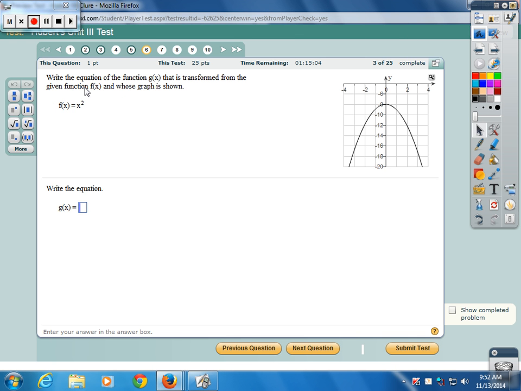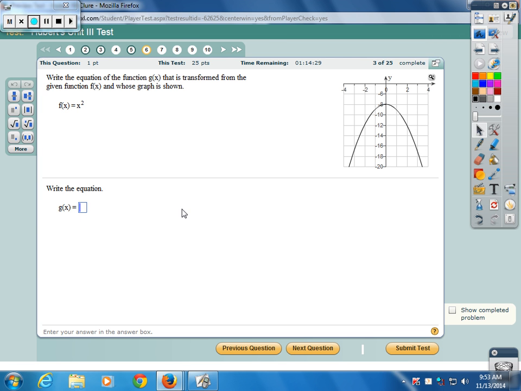All right, write the equation of the function that is transformed. Oh, this is transformed. Okay, it's transformed from the given function and whose graph is shown to the right. So it looks like we got g of x. Of course, it's negative. And what kind of vertical shift do we have? -8. So it looks like negative x squared minus 8, but I don't think they give us enough information to do the rest.